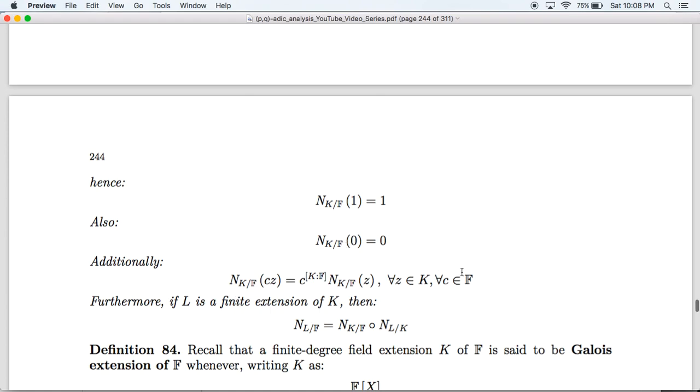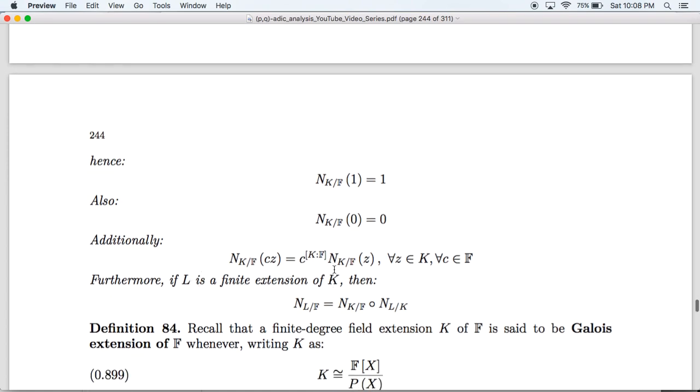And if you are given any c in F, then N_K/F of cz will be c to the degree of K over F times N_K/F of z. Moreover, if L is a finite extension of K, then the norm of L over F is the same thing as the norm of K over F applied to the norm of L over K.